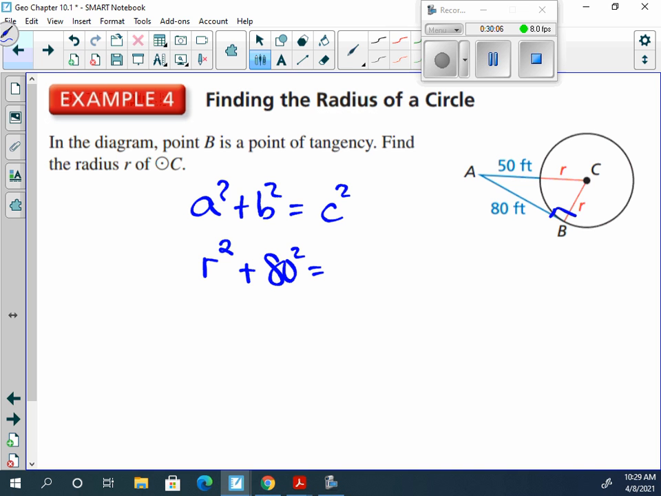Almost. Because we wouldn't multiply them, we would add them. So we'd have r plus 50 would be this entire length, and we would have to square it. So we can find it using the Pythagorean theorem to find this here.